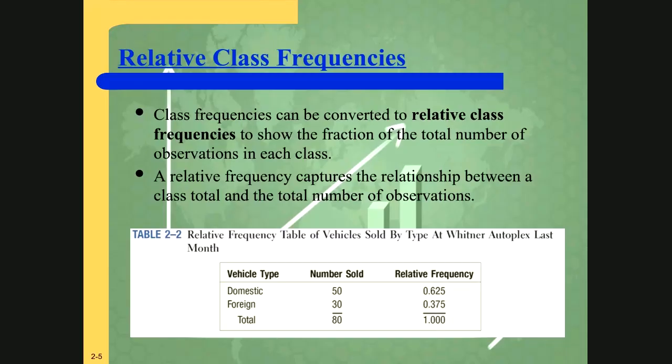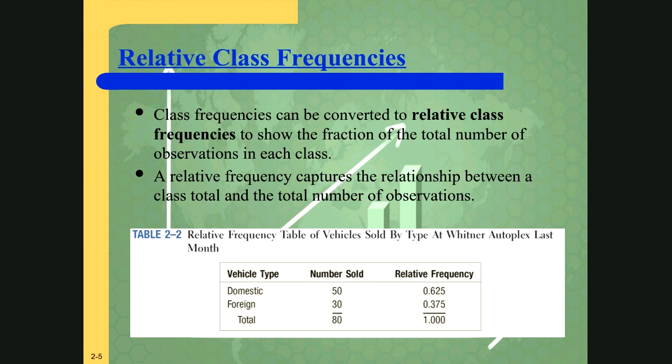Relative class frequencies. So a class frequency can be converted to a relative class frequency to show the fraction, just like a pie chart, of the total number of observations in each class. And a relative frequency captures the relationship between a class total and the total number of observations.